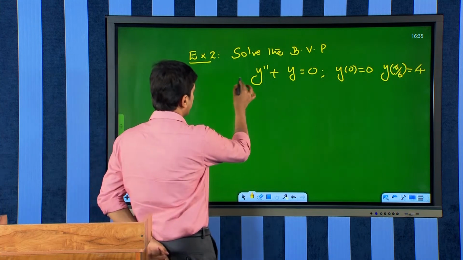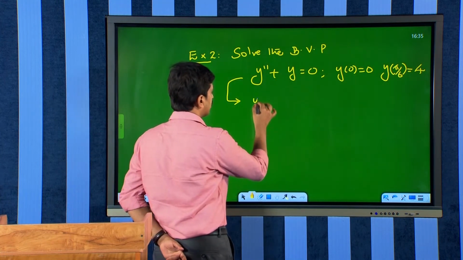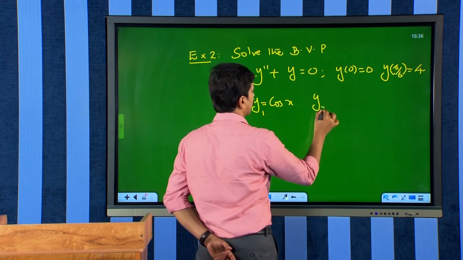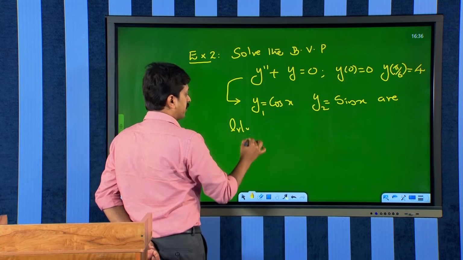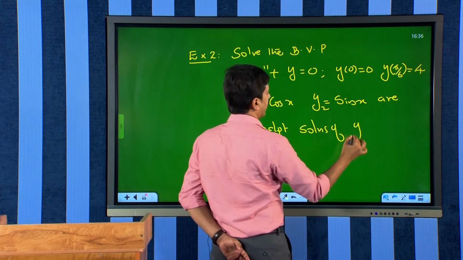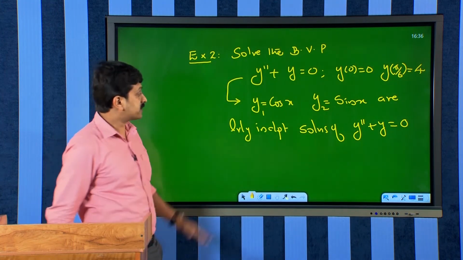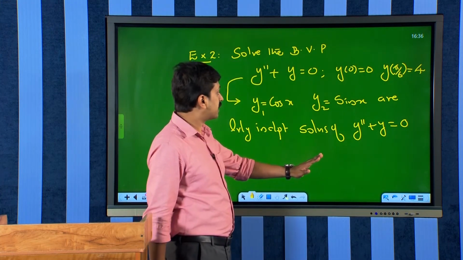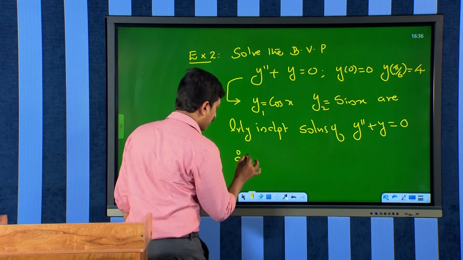See, we already discussed that for y double dash plus y is equal to 0, y1 equal to cos x and y2 equal to sin x are two linearly independent solutions of y double dash plus y is equal to 0. Because they are two linearly independent solutions of the homogeneous linear differential equation, they form a basis, the fundamental set of solutions. Therefore, their linear combination is a general solution.